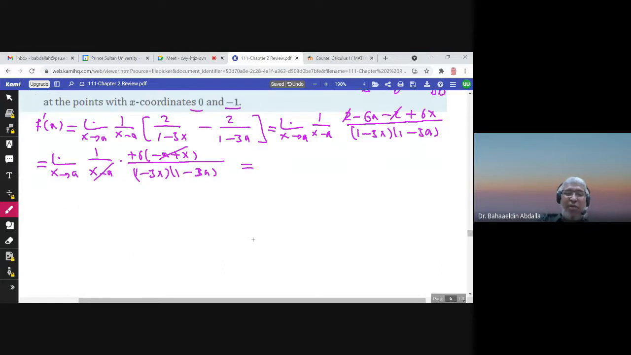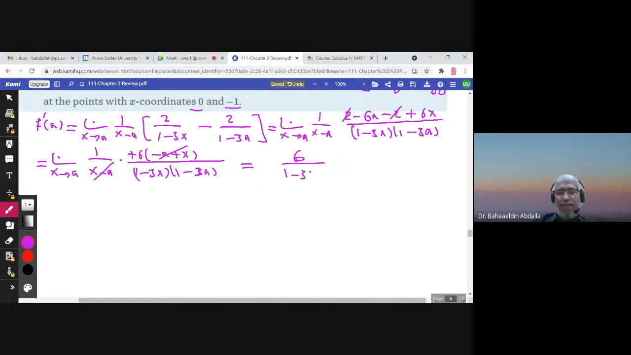And now I can replace x by a. I have 6 in the numerator. And here I have 1 minus 3x, but I replace it by a, so I have 1 minus 3a. And here I have also 1 minus 3a, so it would be 1 minus 3a squared. So this is f prime of a in general.